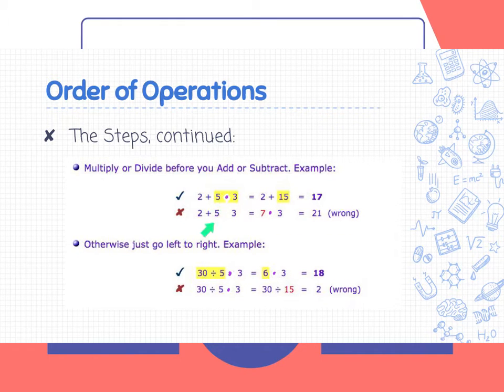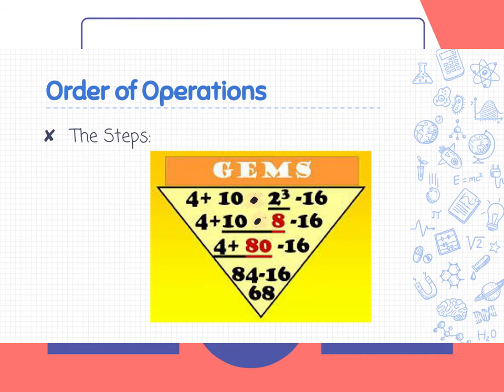Multiply or divide before you add or subtract. So we would not do 2 plus 5 and get 7 and do 7 times 3. We would have to do the multiplication first. If all you have is multiplication and division, you just go left to right, picking them out. So first we would do 30 divided by 5 and get 6, and then take that times 3. So you pull them out left to right. Multiplication does not come before division unless it comes to the left of it. So you scroll through left to right, just like you read.